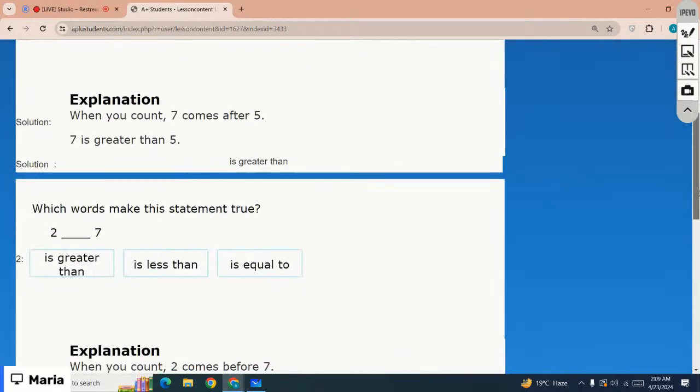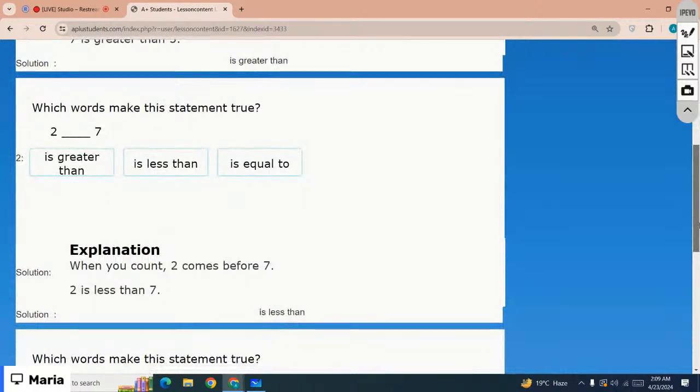So that means when you count, you see where the number is, if it is before the given number or after the given number. If it is before the given number, then obviously that is less than the other number. And in counting, if the number is after the other number, that means the number is greater than the other number.